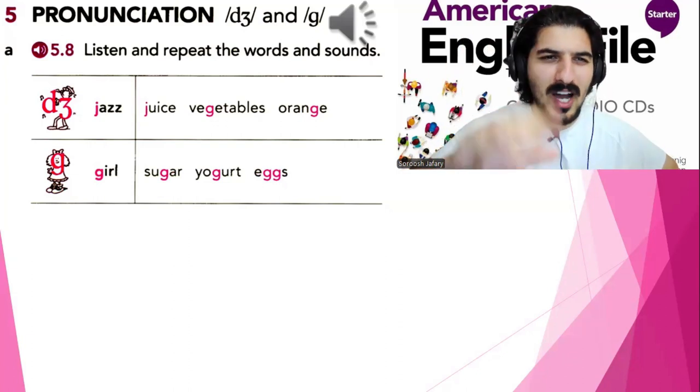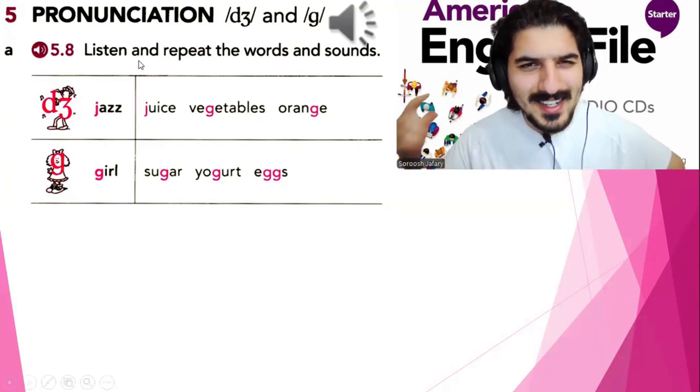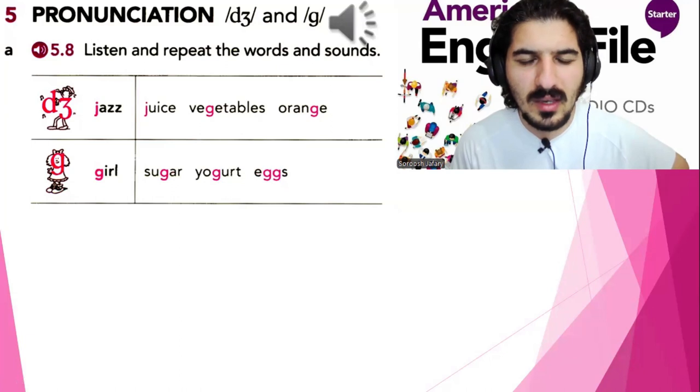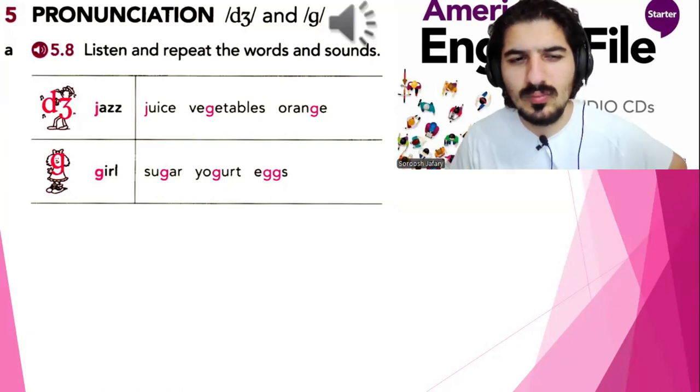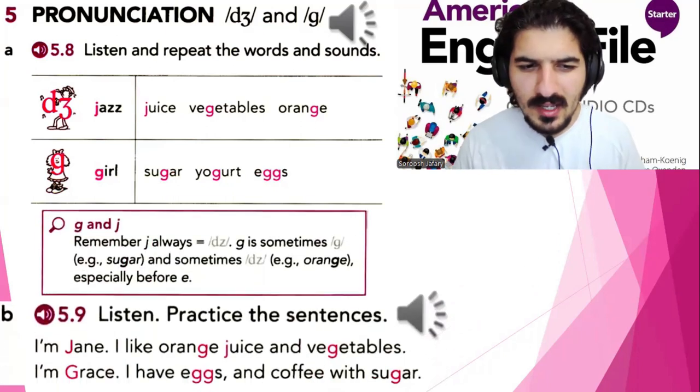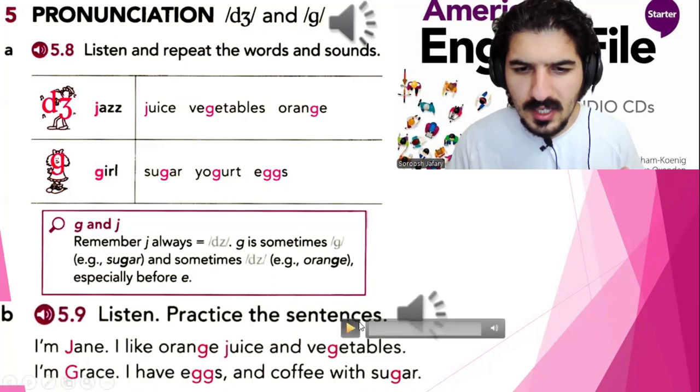All the way to part 5, pronunciation. Listen and repeat the words and sounds. J, G. Let's do it. 5.8. Jazz. J. Juice. Vegetables. Orange. Girl. G. Sugar. Yogurt. Eggs. Great. Now everybody, just listen first.